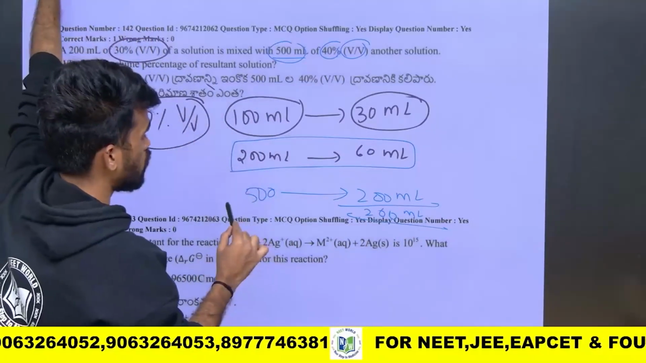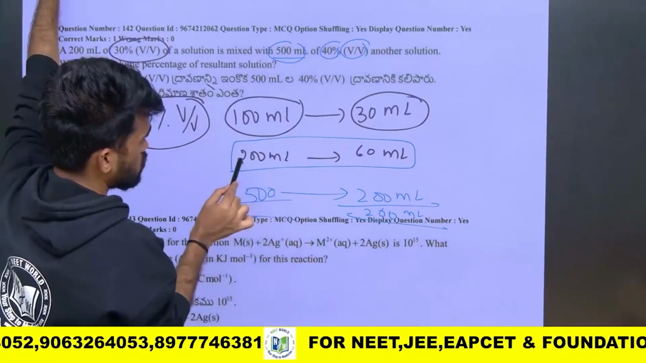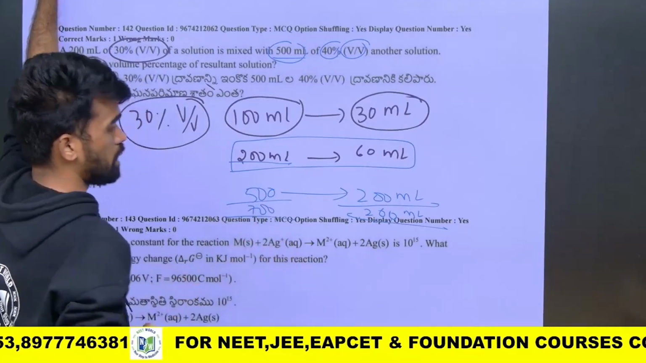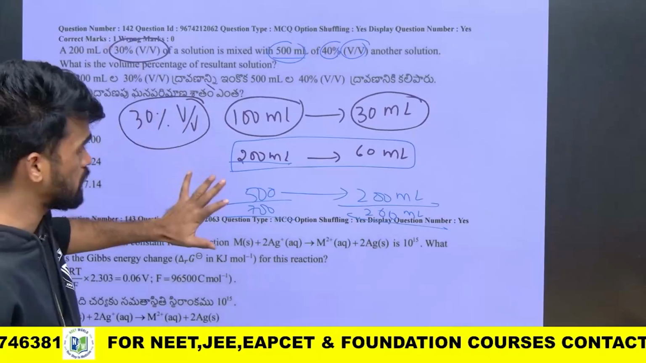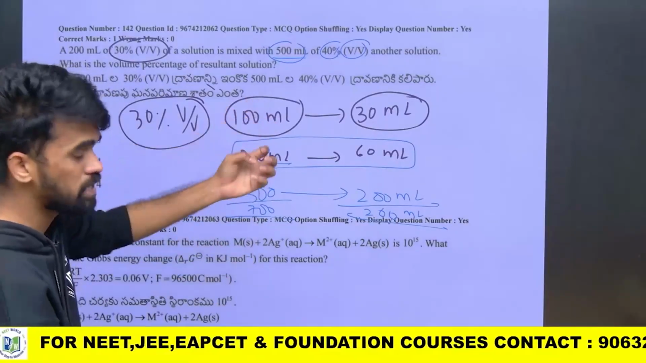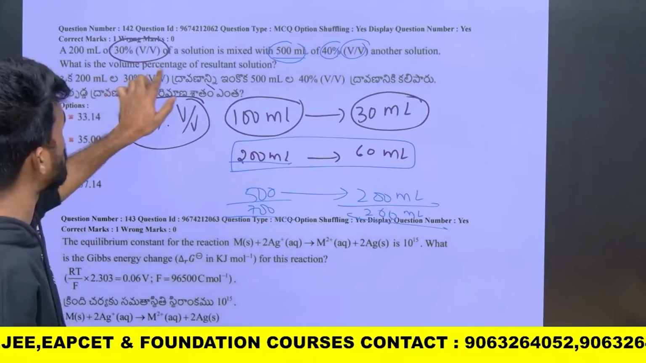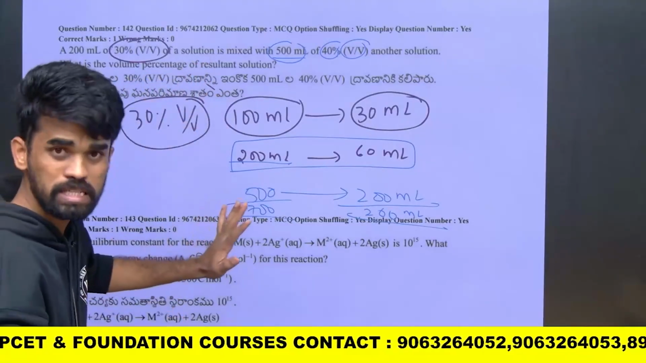So what is the total volume of solution? This is 200 ml, this is 500 ml. Total upon mixing gives 700 ml of solution, right? I hope it is clear now. So now upon mixing these two, what is the volume by volume percentage they are asking? What is the volume percentage of the resultant solution? Hope it is clear now.